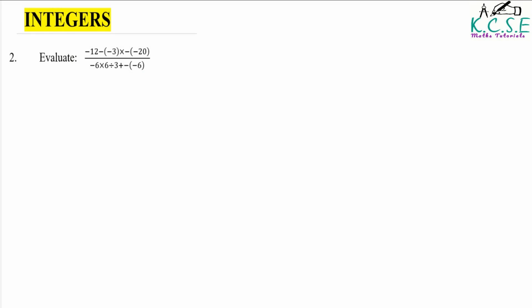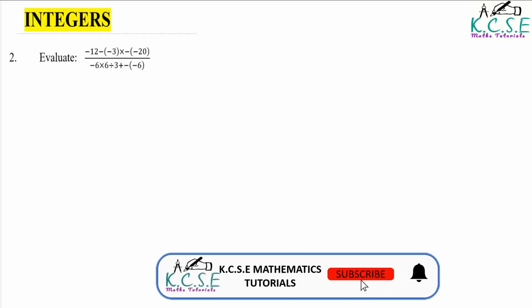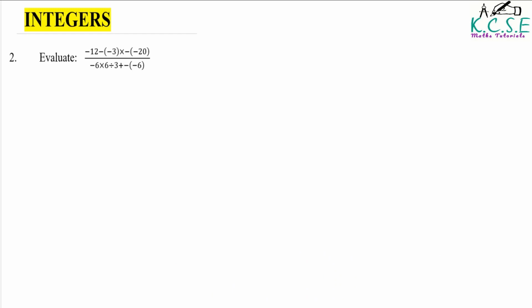Question number 2, evaluate. The first thing you're going to do is to separate this question and work out separately. You're going to start with the numerator. We solve the numerator. Once you're through, you go to the denominator, get the solution, and then the final solution. So let's get started with the numerator.